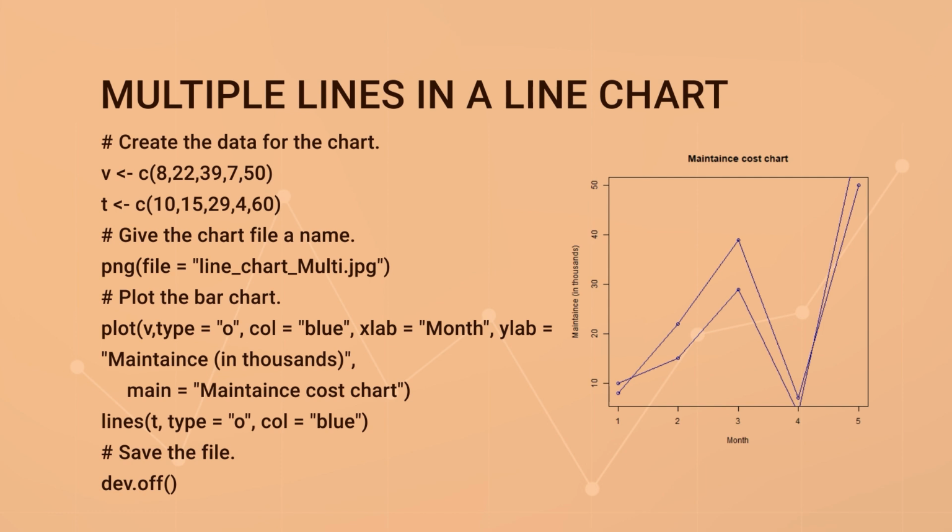And again, you have to add one more function that is referred to as lines. That function will denote the next vector, that is your t vector. So you take the lines function and write t there, so that it can understand that there are multiple lines in a line chart. So this is how you can draw multiple lines in a line chart.